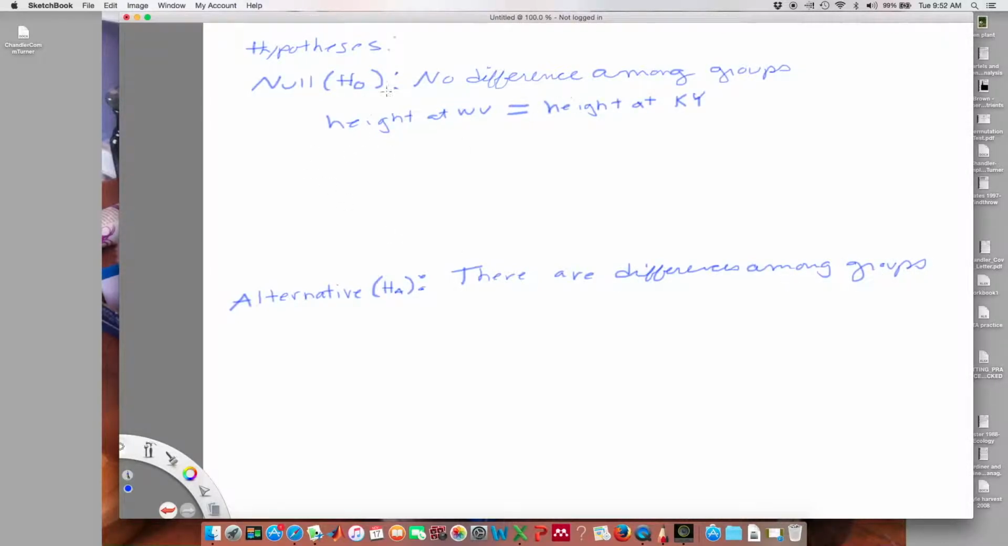So what would that mean for our example? Well, that would say the heights of the plants at our West Virginia site are different, either smaller or larger, than the heights of the plants at the Kentucky site. So our alternative hypothesis is that height at West Virginia does not equal height at Kentucky.